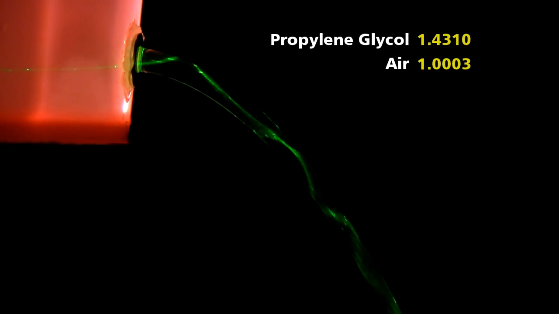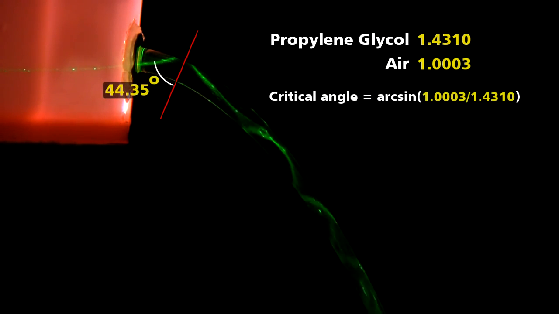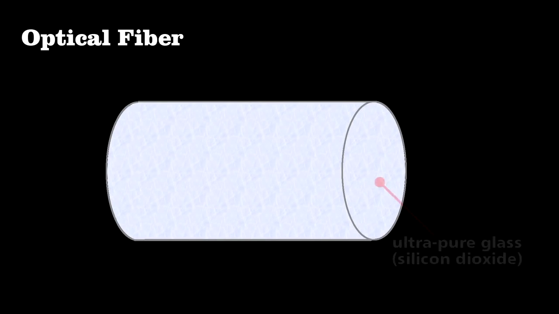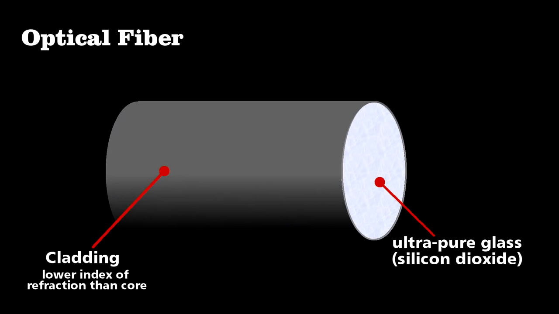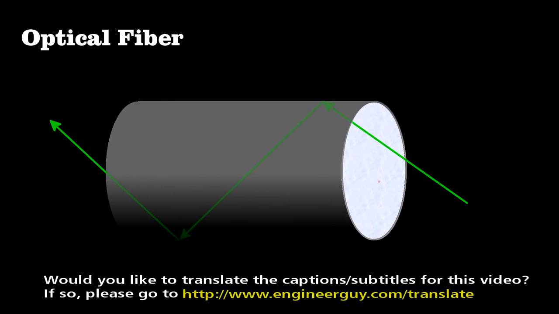For this propylene glycol and air system, as long as a beam hits the surface at an angle greater than 44.35 degrees, measured from the normal, it will propagate down the stream via total internal reflection. To create this same effect in an optical fiber, engineers create a core of glass, usually pure silicon dioxide, and an outside layer called cladding, which they also typically make from silicon dioxide, but with bits of boron or germanium to decrease its index of refraction. A 1% difference is enough to make a fiber work.